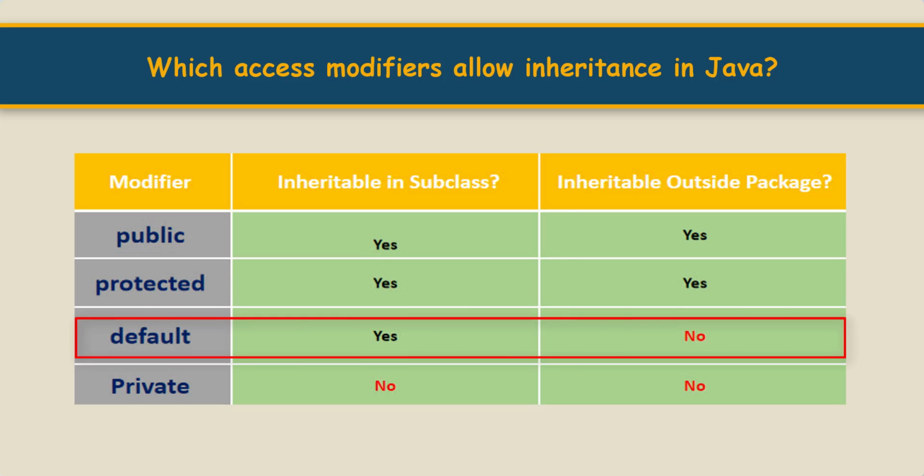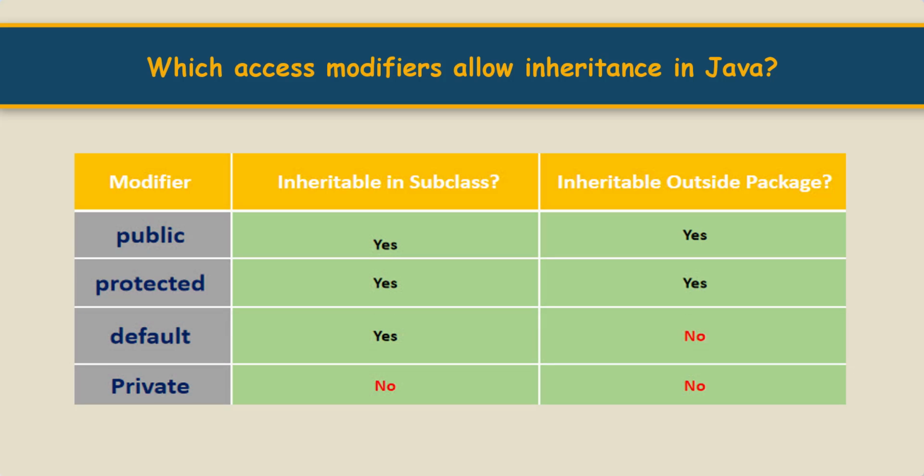All the data members of the parent class with the default modifier, you can access them in the subclass in the same package only. So you need to access these default modifier data members of the parent class in the same package in which the parent class exists. You cannot access them outside of this package. And all the private members cannot be inherited in the subclasses.